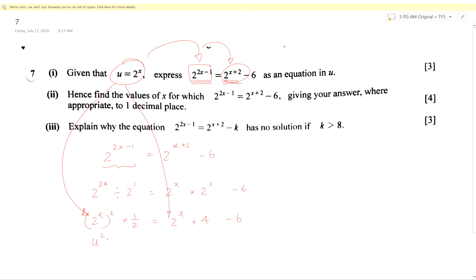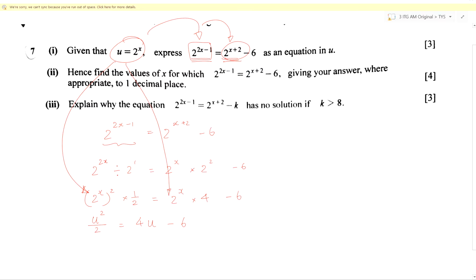So we end up with u squared over 2 equals 4u minus 6. Continue to simplify. You can choose to multiply throughout by 2. You get u squared minus 8u plus 12 equals 0. So this is the equation in u that we have to form.